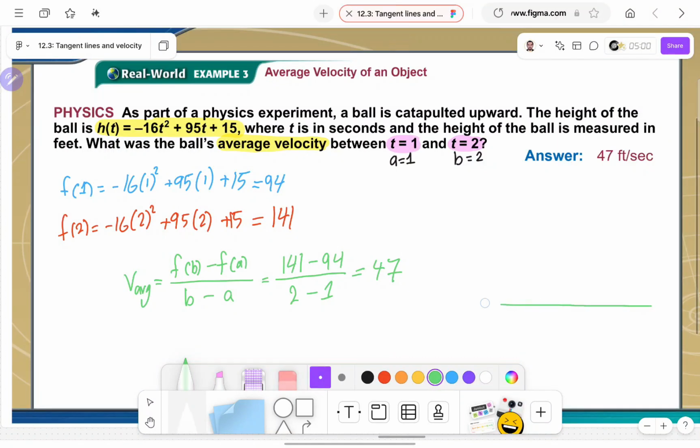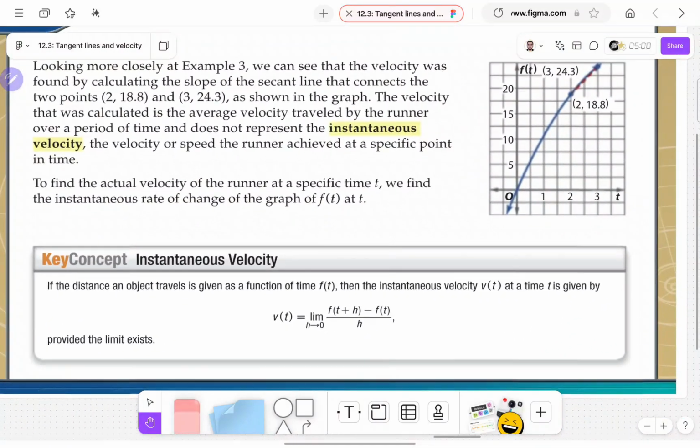Okay, this is an easy question. You need to get at least full marks in this one here. Okay, now let's go to the last part of this lesson.